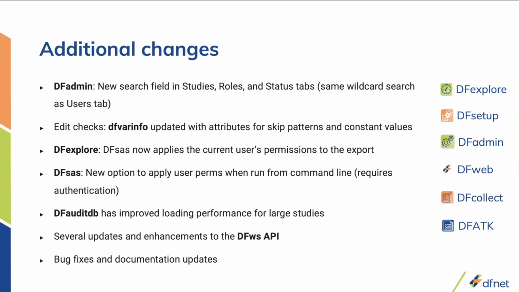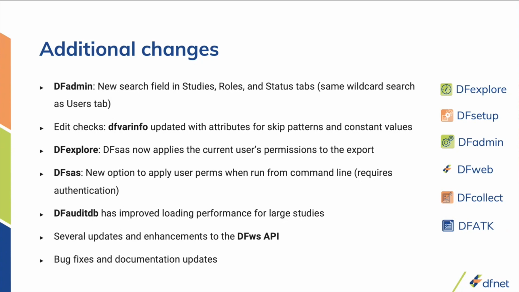We didn't talk about DFadmin, but we have made one change in there to add a new search field in the studies role and status tabs. You may know about the wildcard search field in the users tab. This works similarly, but allows you to search for the study name or the study number. So if you're working with a large number of studies in DFadmin, this lets you filter that list and find the study you want to work with more quickly.